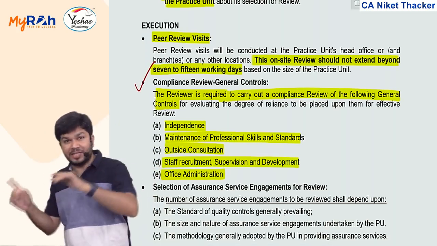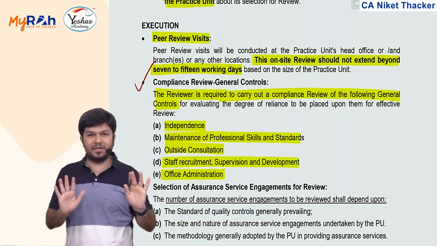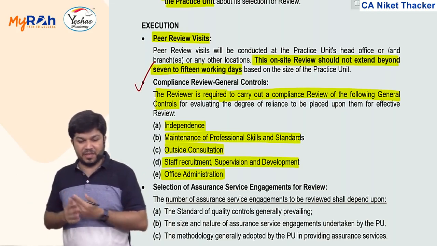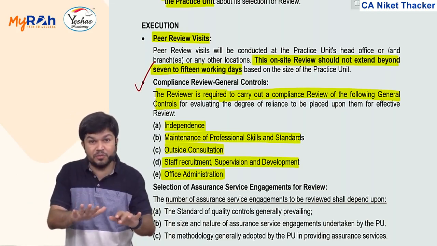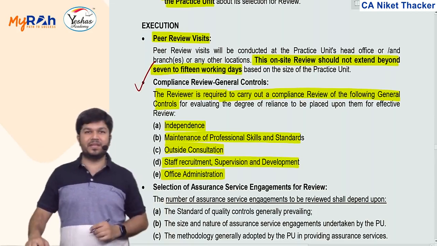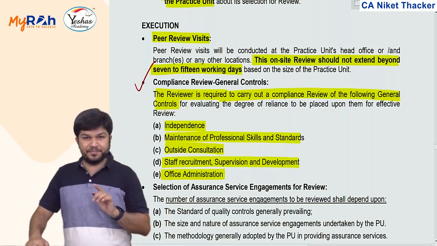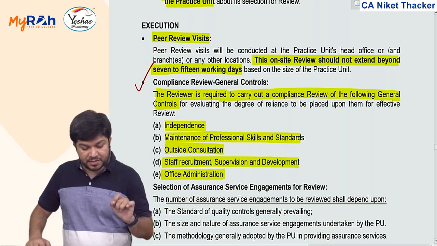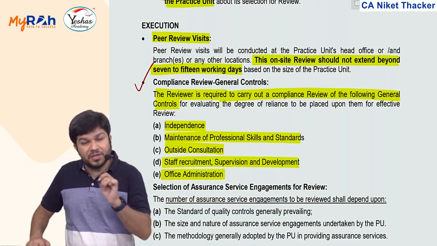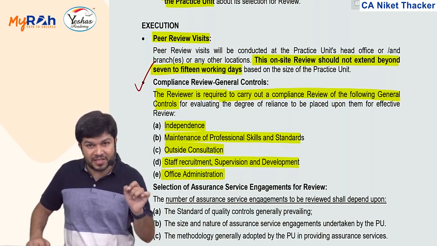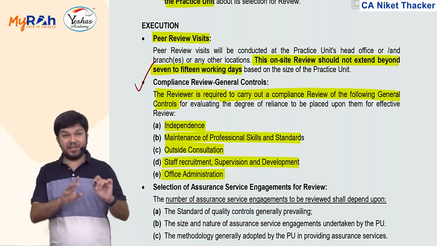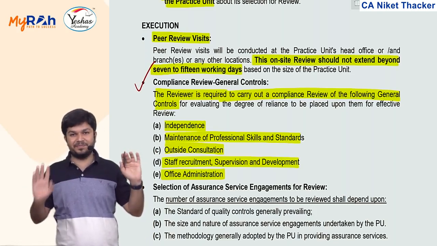When I go, I'll check these 5 controls. This will help me understand how much reliance I can place on you. These 5 controls are mandatory to be checked, and I also have to report how these 5 controls were. So if a question comes, which are the 5 general controls which a reviewer will mandatorily check in a peer review? I have to just write these 5. If I write anything else, marks are not there.